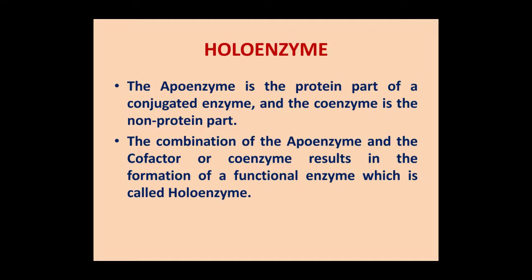Holoenzyme. The apoenzyme is the protein part of the conjugated enzyme, which is the holoenzyme, and the coenzyme or cofactor is the non-protein part. The combination of the apoenzyme with the cofactor results in the formation of a functional enzyme, and this functional enzyme is called the holoenzyme.